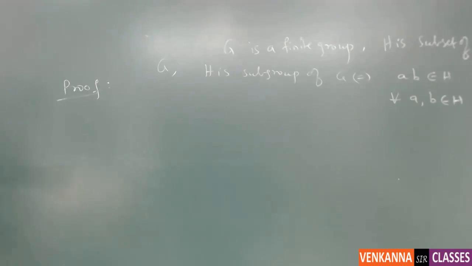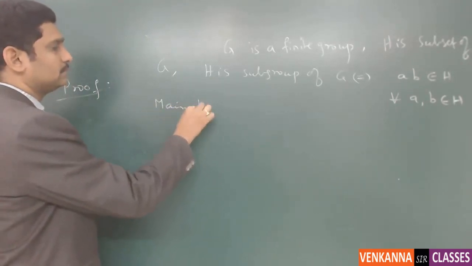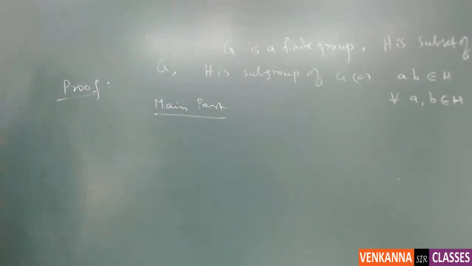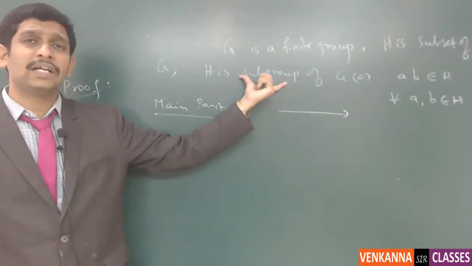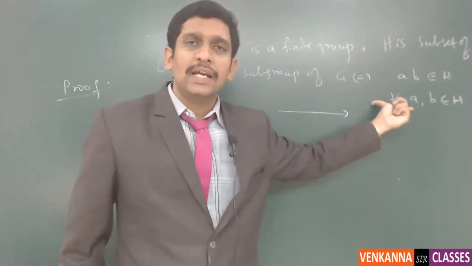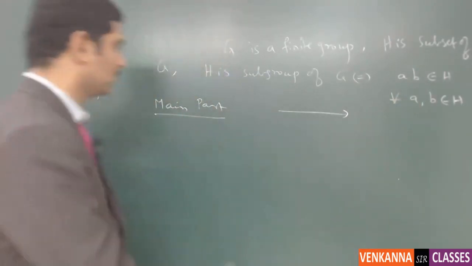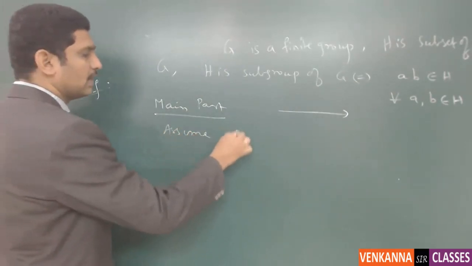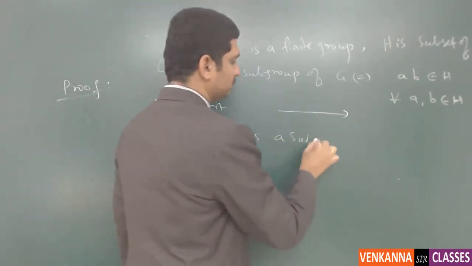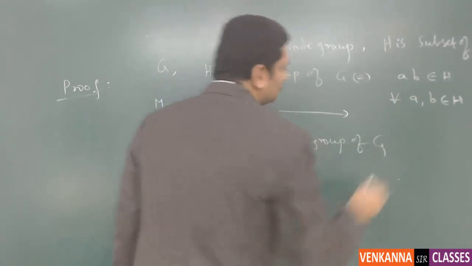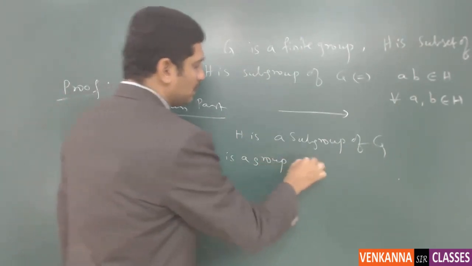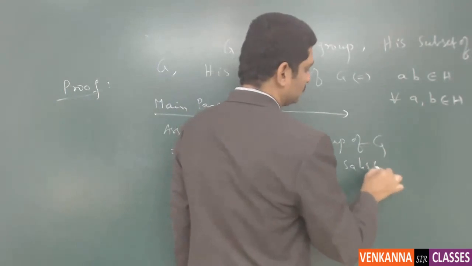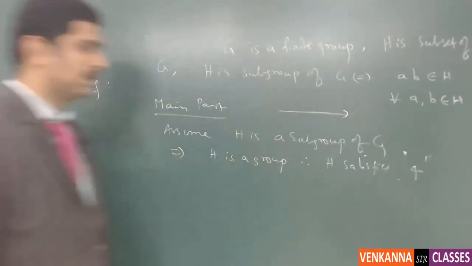So it contains two parts, right? The first part as well as the converse part. So let us go with the main part. So what you are doing, you are moving in this way. You are taking that H is a subgroup, and you are proving that H holds this condition. So you assume that H is a subgroup of G. Immediately you can say that H is a group. Therefore, H satisfies the four properties. Agree?